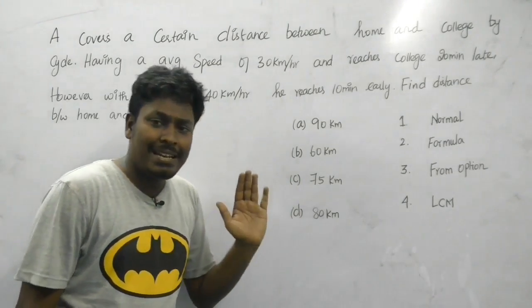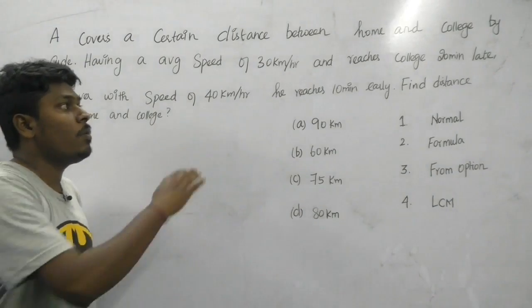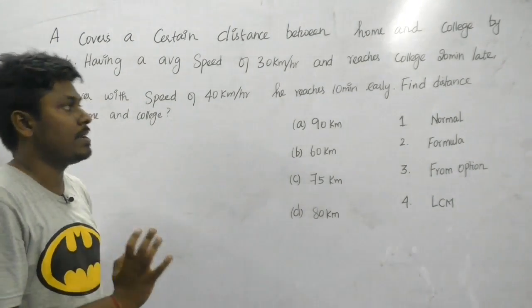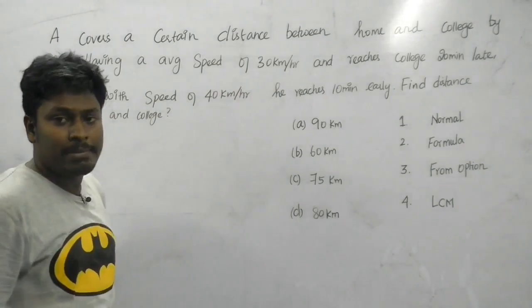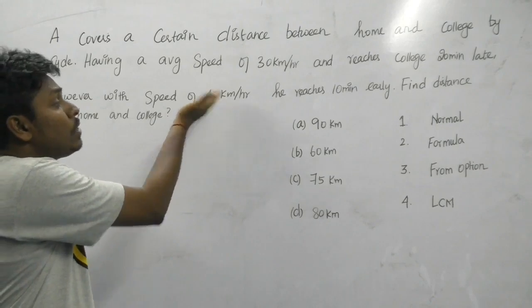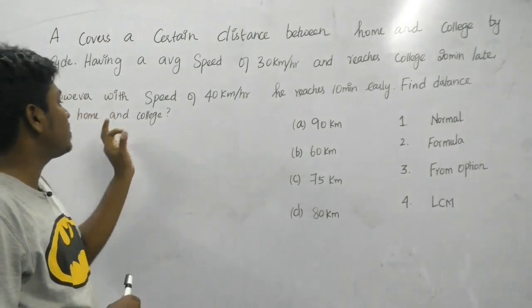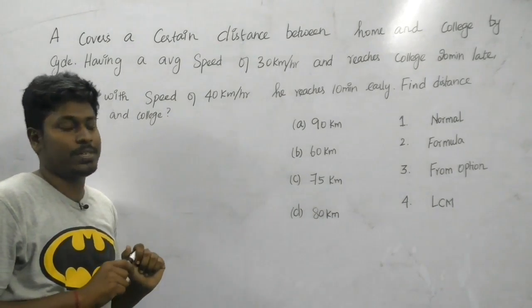First, we can read the question. A covers a certain distance between home and college at a speed of 30 kilometers per hour, and he reaches 20 minutes late. The next day he increases his speed by 40 kilometers per hour, and he is early by 10 minutes. They are asking us to find the distance between home and college. This is the question.